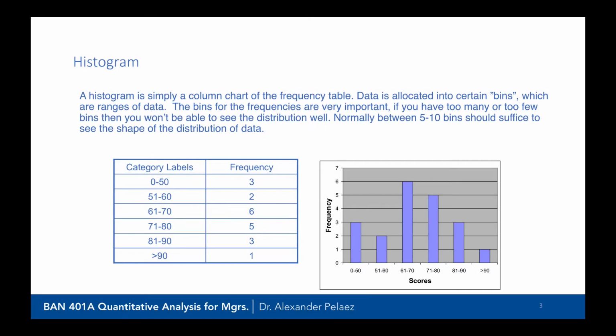Now, a histogram is simply a column type of chart of a frequency table. So we calculate the number of occurrences within a particular bin. So in this case, on this slide, we have bins of 0 through 50, 51 through 60, 61 through 70, and so forth. We calculate the frequency of the occurrences, and then we plot them using this type of bar chart. And this is what's known as a histogram.